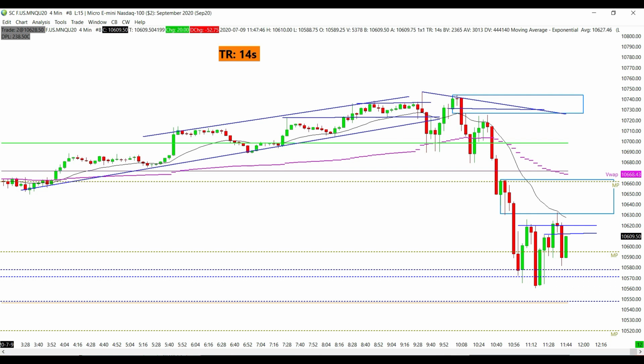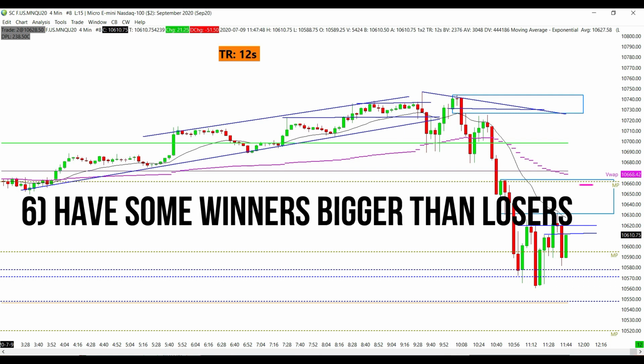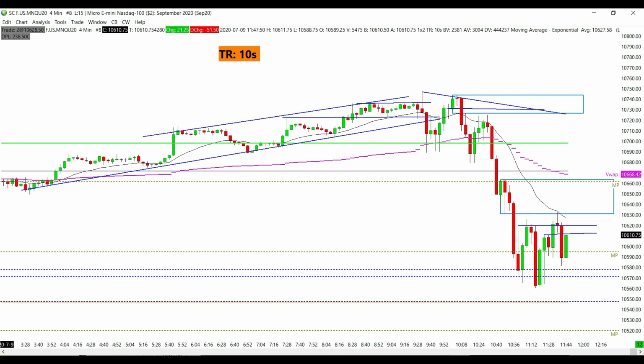Number six, have some winners bigger than losers. Notice that I said have some. The reason why I said have some is because a lot of traders on YouTube will tell you, hey man, have a 1 to 3 risk reward on every trade. From my experience, you can't have a 1 to 3 on every trade, because the market doesn't work like that. So you have to understand when to go for those big winners and when not to go for those big winners.